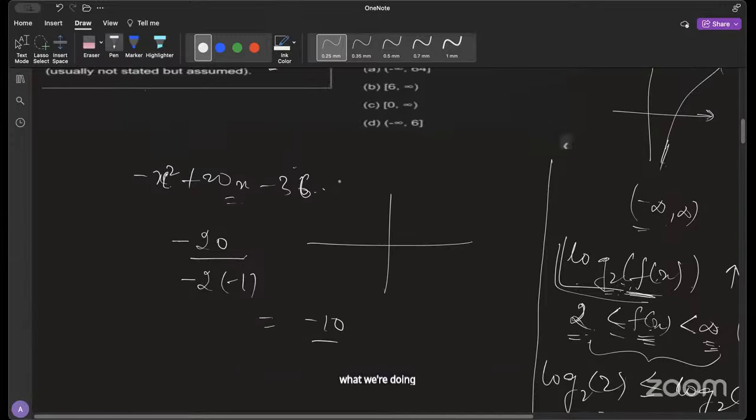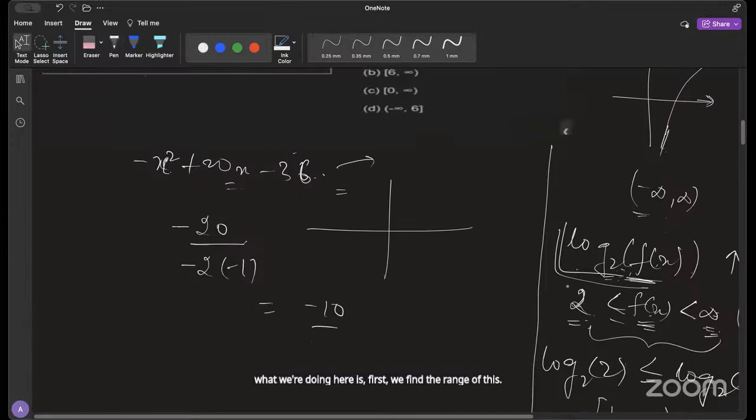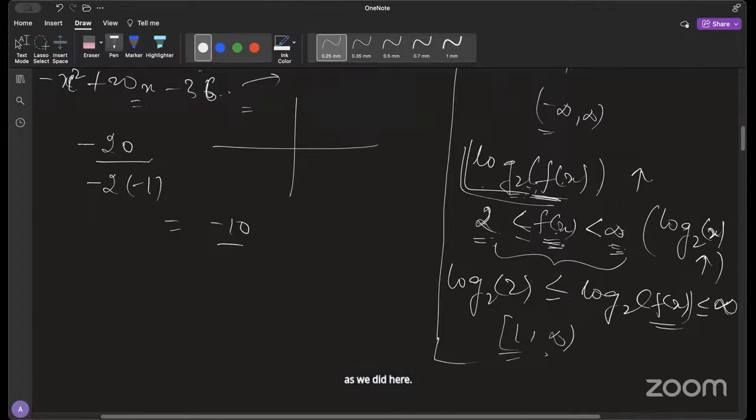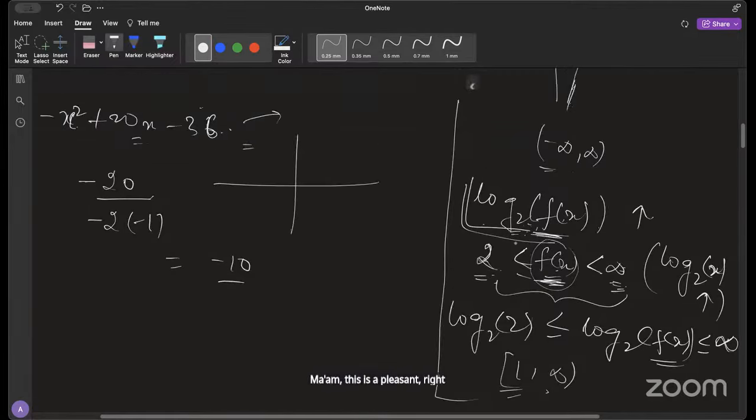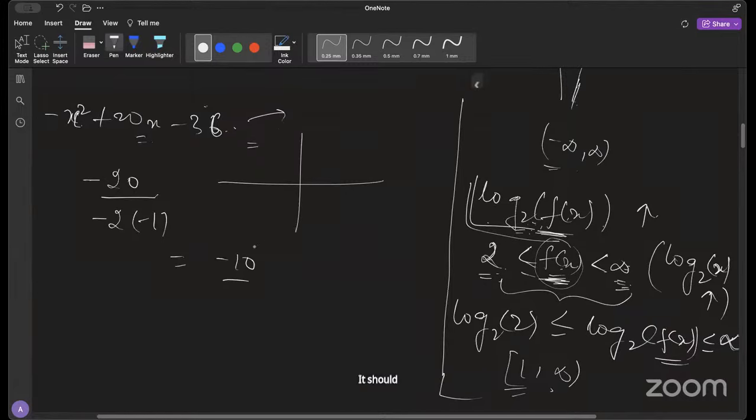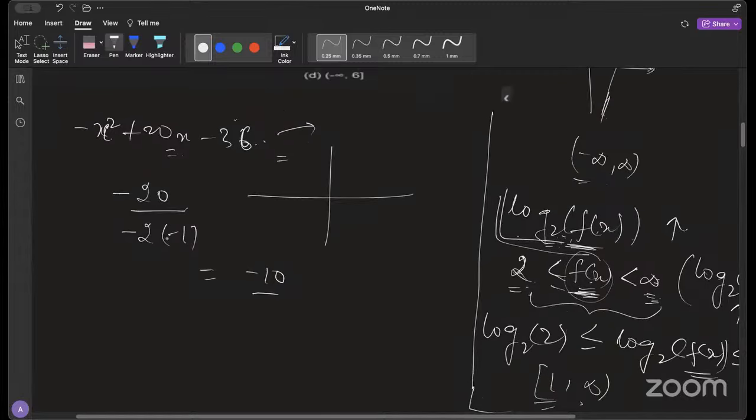What we're doing here is first we find the range of f(x), as we did here. A student asked whether it should be plus 10, and yes, it is minus b by 2a. I had substituted minus 1 and taken minus 2 times here by mistake. Sorry, and thanks for pointing it out. Yeah, it should be plus 10.